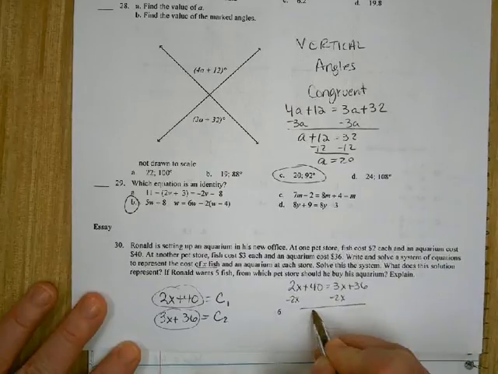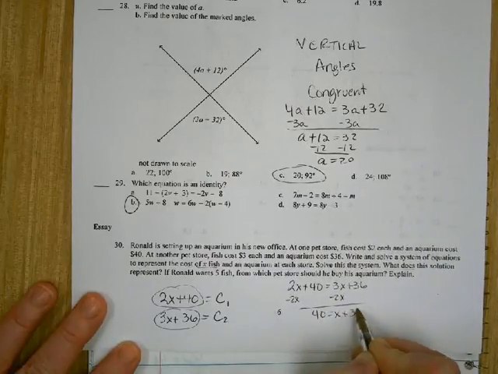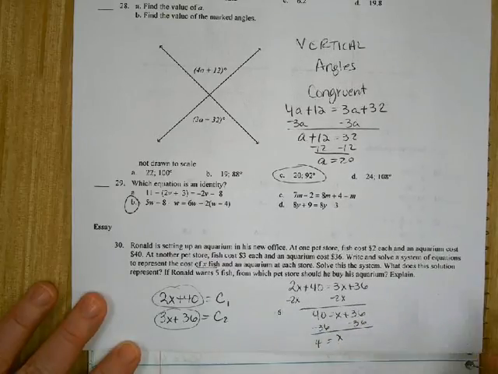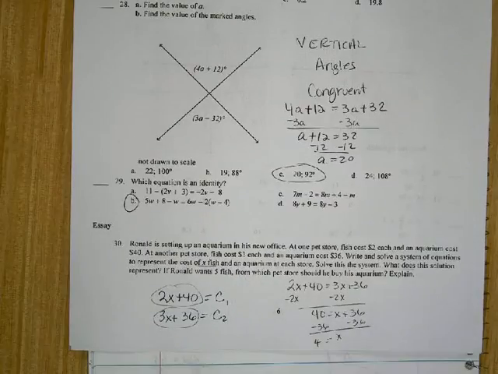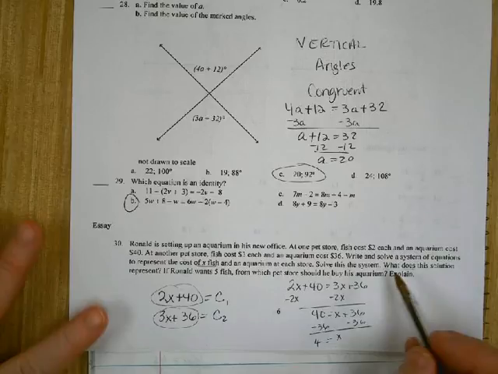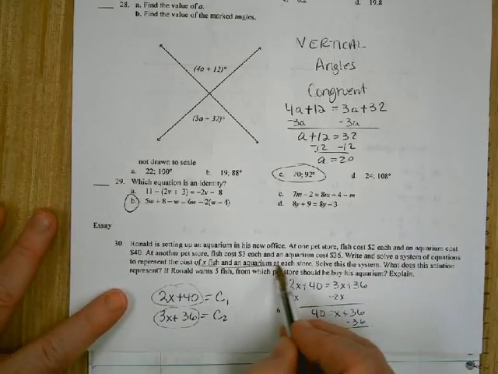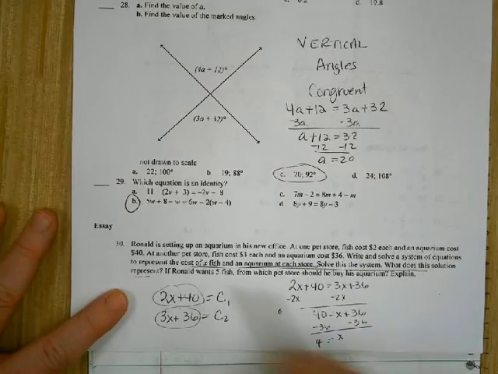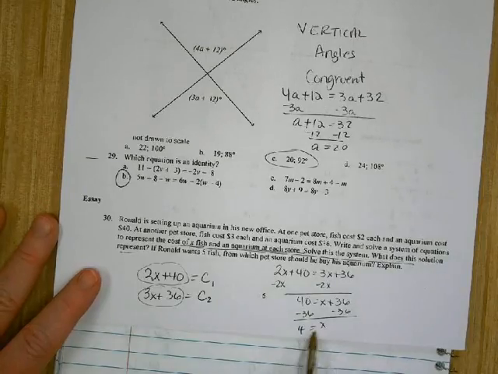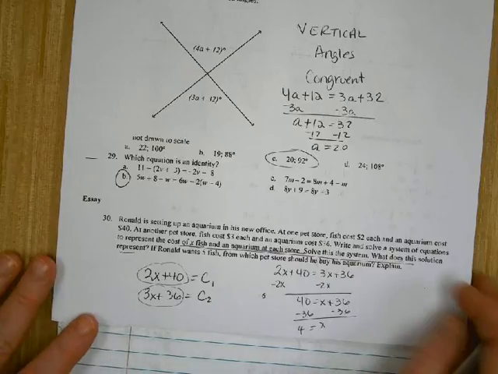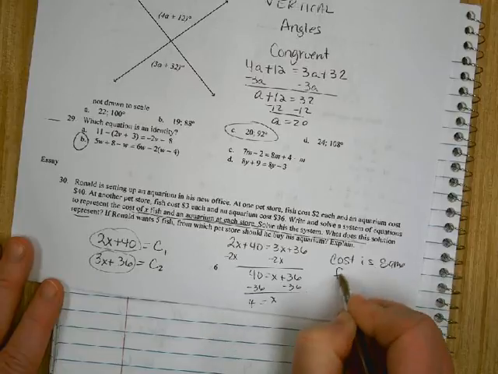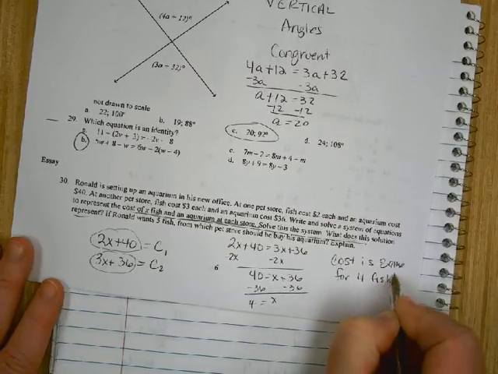So x plus 40 equals 36 plus... x is equal to 4. What does that tell me? What's x equals 4 tell me? X is 4. What does that mean? Cost is the same for 4 fish. That's what that means.